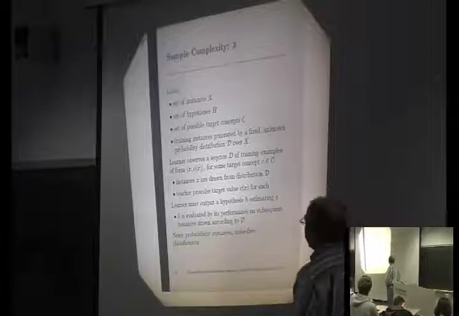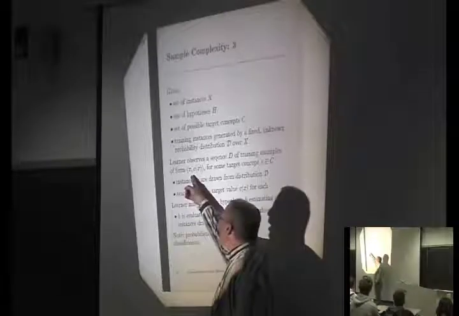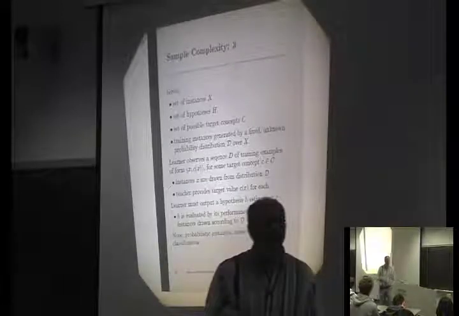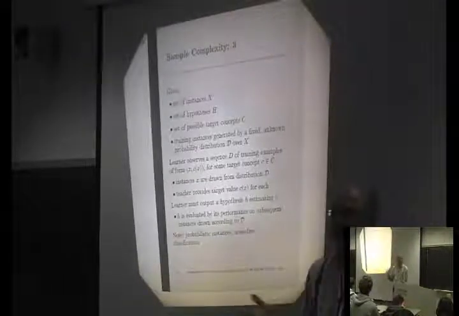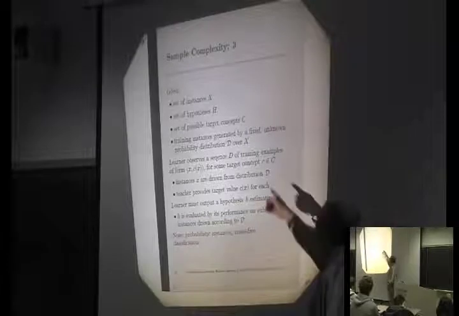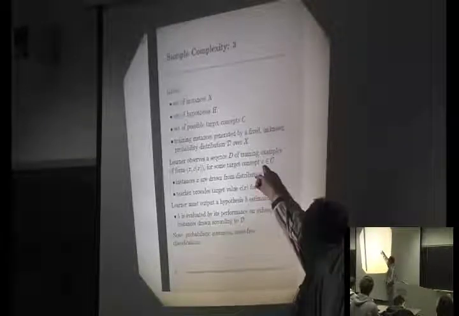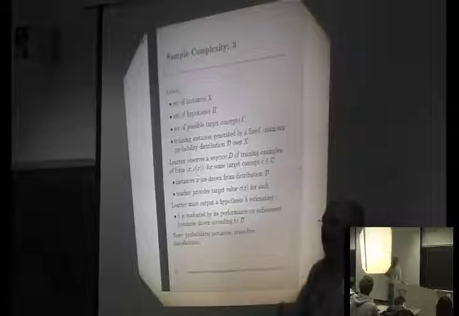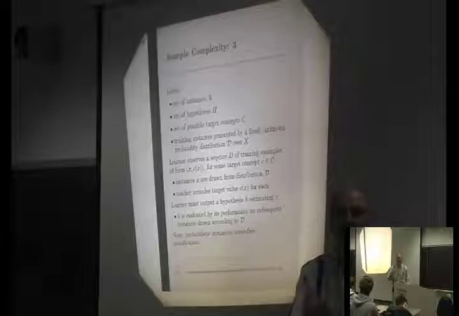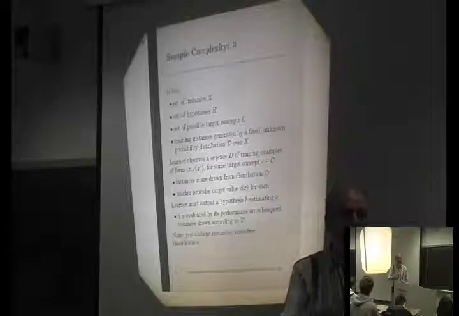Now the way the game works is the learner observes a sequence D of training examples of the form X and C of X. C is the target concept or target function. C of X is the label, is the output, is the correct answer over X for some target concept in C. So conceptually, first the target concept small c is chosen from big C, and then training data is generated, and the target concept C is applied to all these training examples, and the pairs of input-output are presented to the learner.